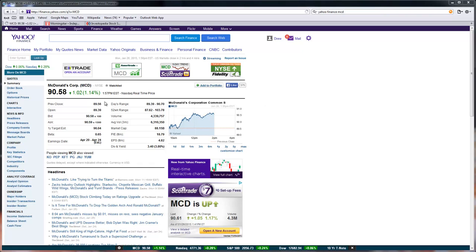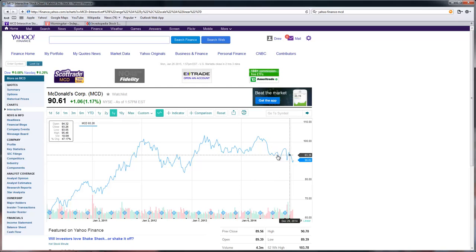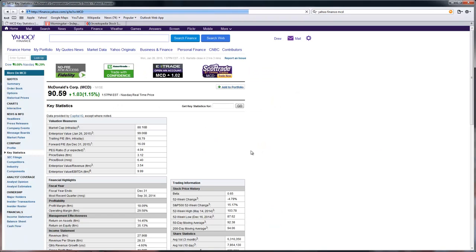So here's McDonald's. Something I like to look at is the charts. Look at the 5-year trajectory. Are they on an upward trend right now or a downward trend? You can see they're actually on a downward trend right now, which could be good because that means that they're due for an upward trend soon. As you can see, everything is cyclical. There's a cycle.